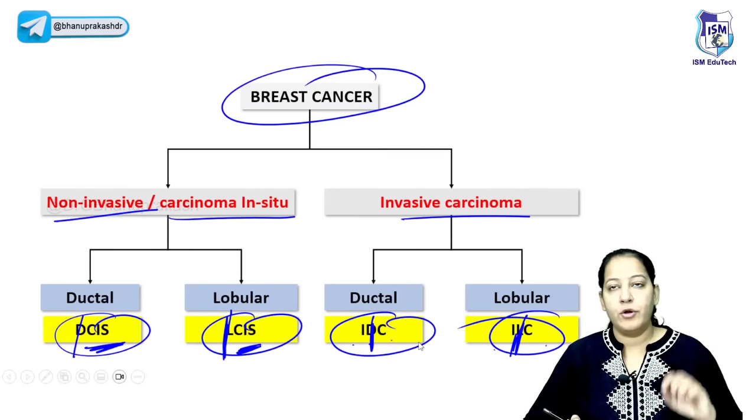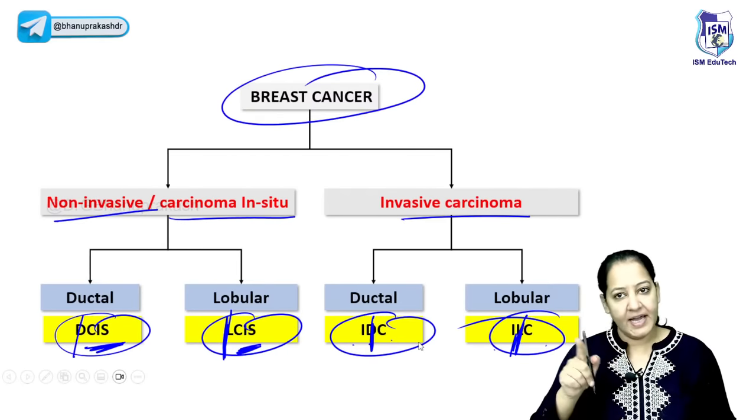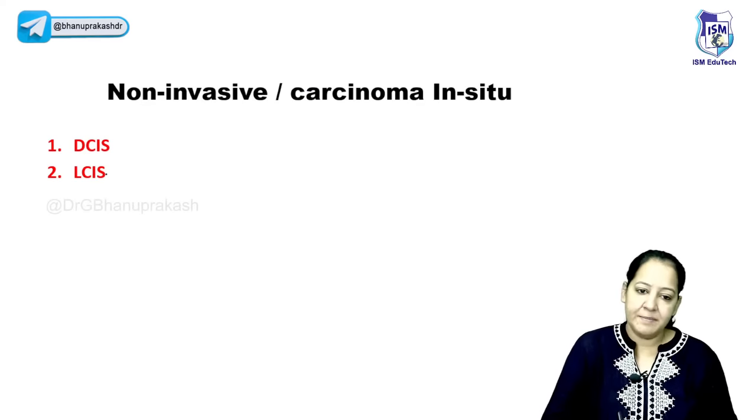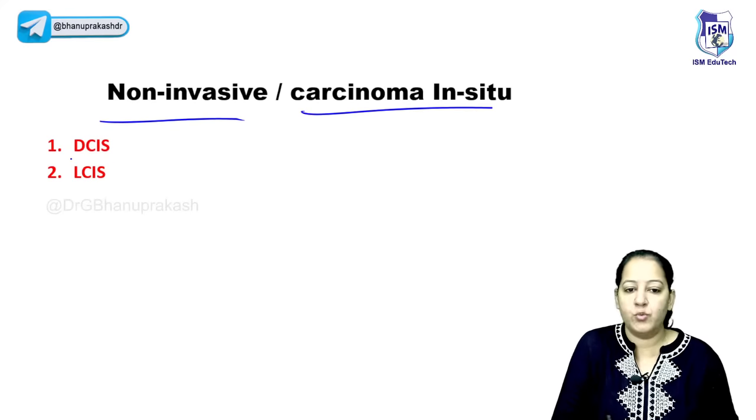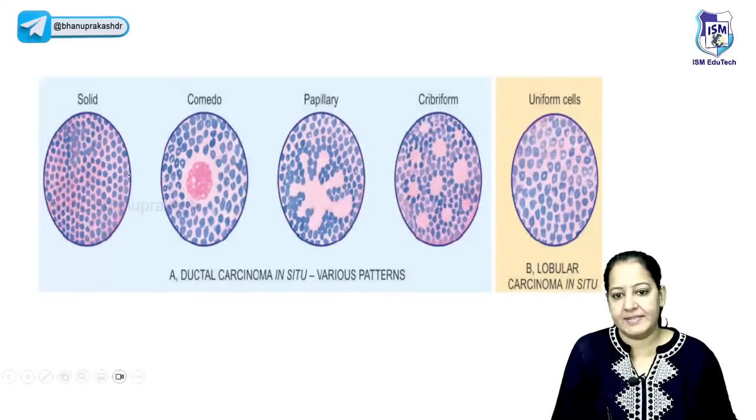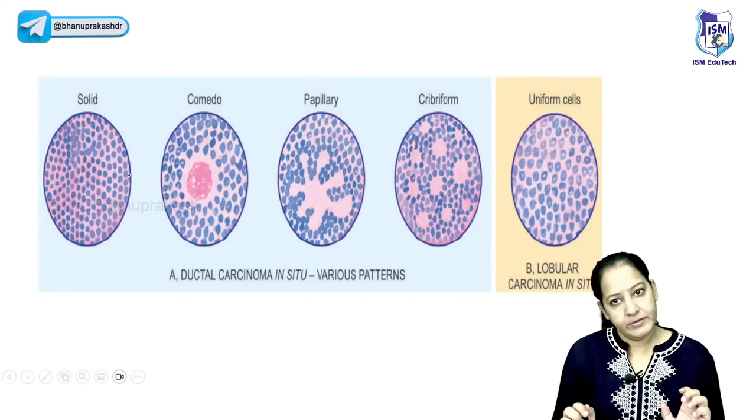So the four tumors I am going to show you one by one: DCIS, LCIS, IDC, ILC. Hana? So let me start with non-invasive carcinoma in situ. First, let me show you the DCIS, LCIS diagram. Can you see the diagram?